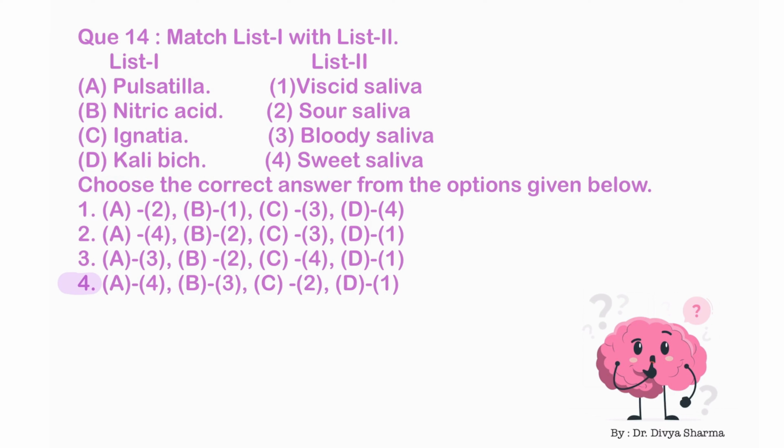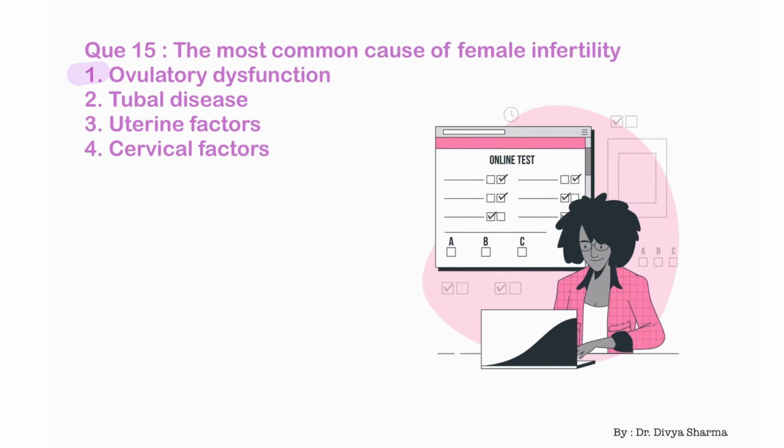Question number 14. Match list 1 with list 2. Now, pulsatilla has sweet saliva, nitric acid has bloody saliva, ignatia has a sour saliva, and kali bichromicum has a viscid saliva. So the correct option for this question is option number 4.